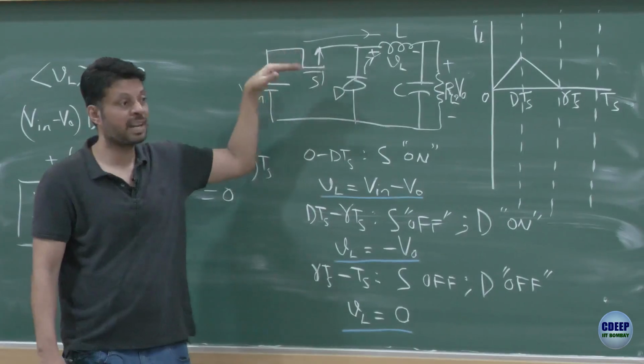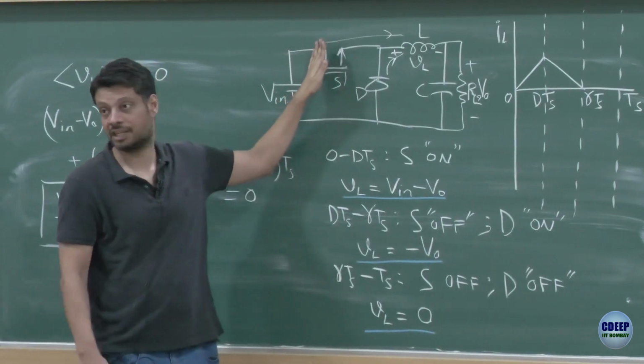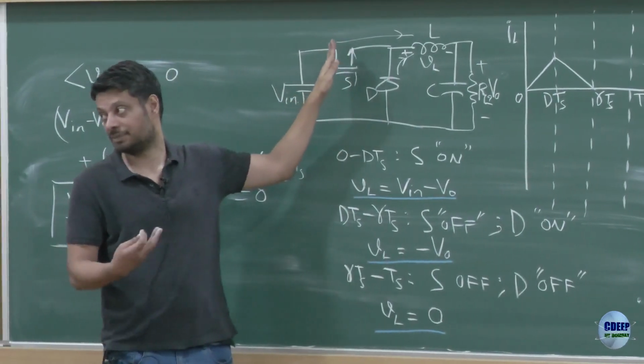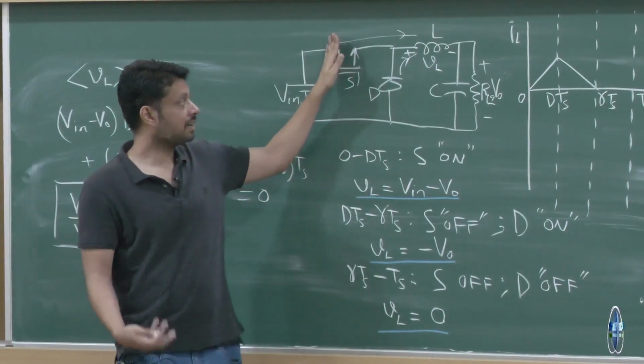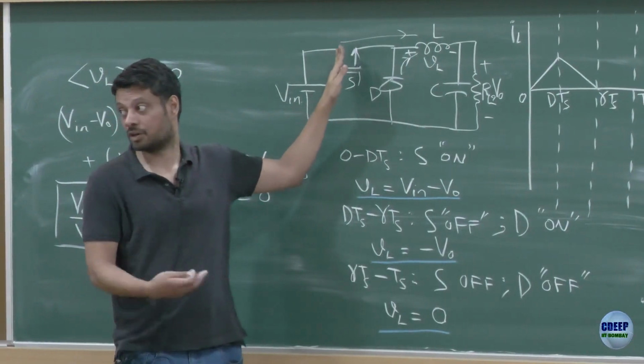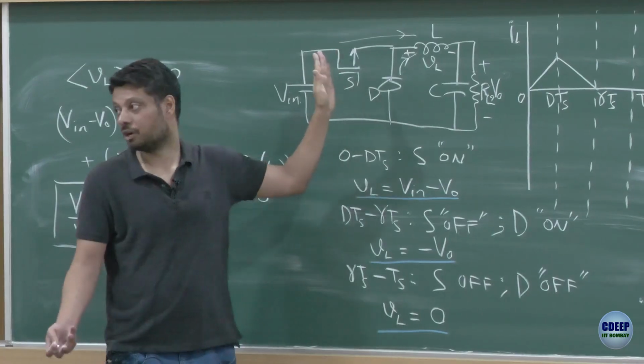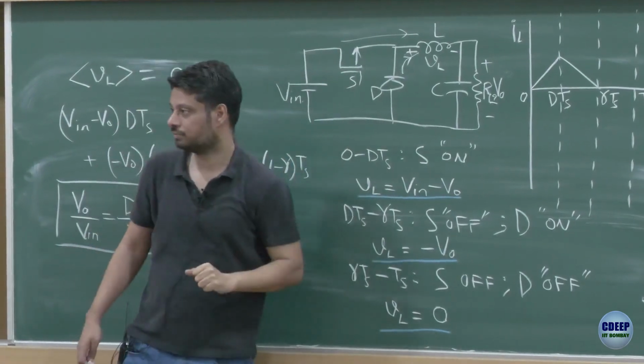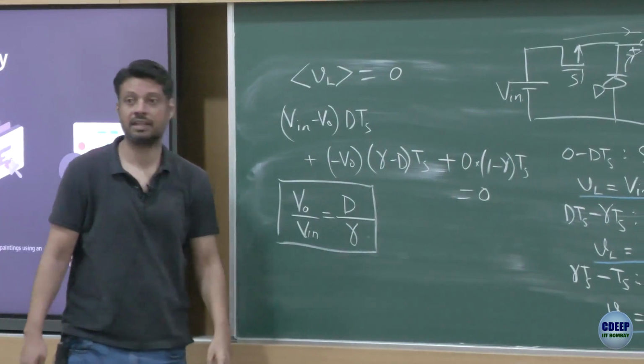No, because for inductor current to become positive, the voltage across the inductor must be positive, which doesn't seem to be happening. Can inductor current go negative? No, because the diode will not allow it to do that. So the only option left is that the current will just remain at 0. Is this expression fine? Any doubt here?